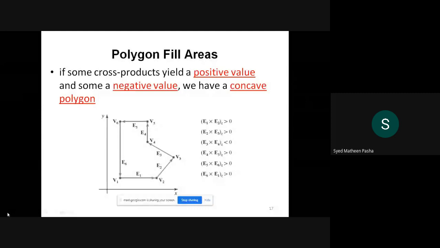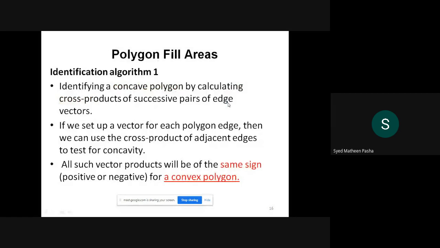So check out here, as I told, what we have to do is take the cross products of the edges. If some cross products yield a positive value and some yield a negative value, we have a concave polygon. What is the condition for a convex polygon? When can we tell it is a convex polygon with the help of the identification algorithm? If the vector products have the same sign, we'll tell it is a convex polygon.